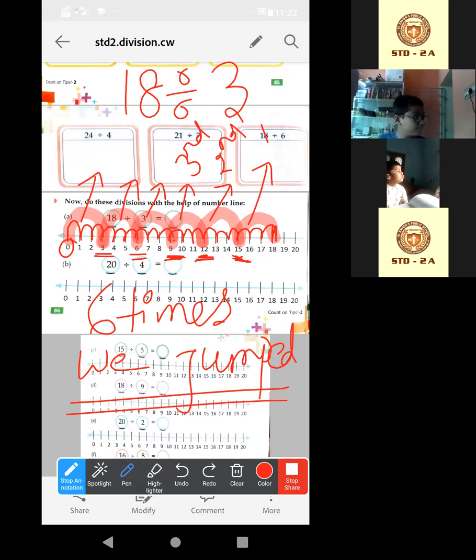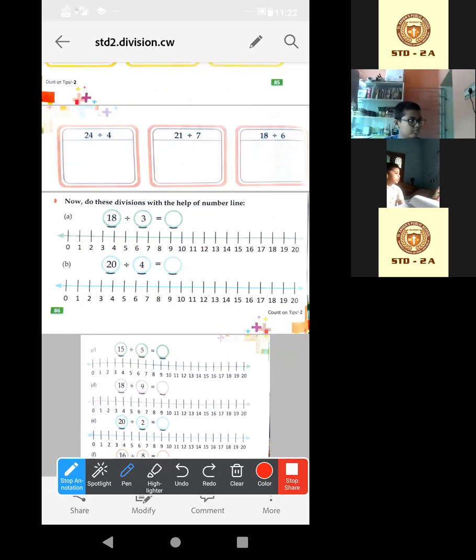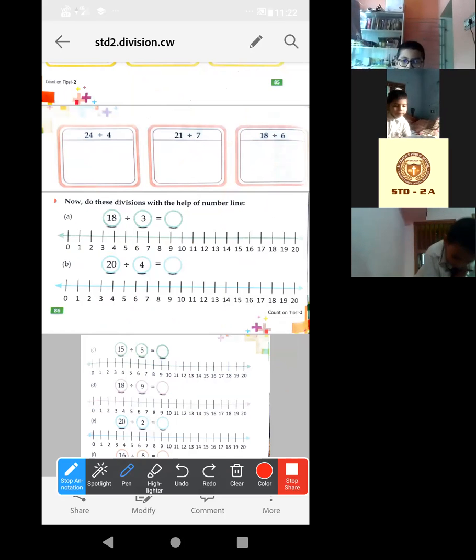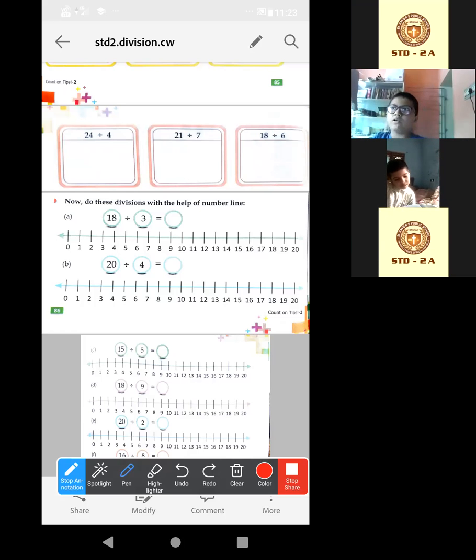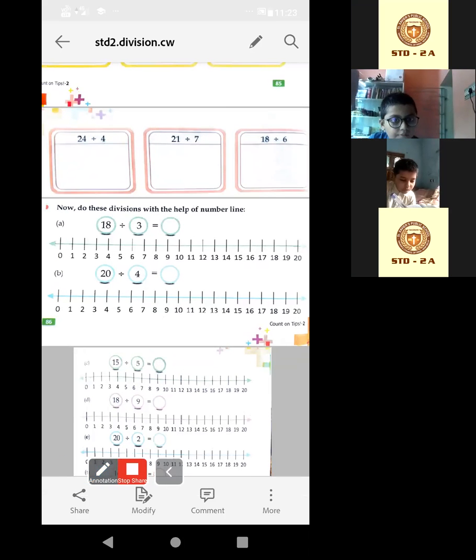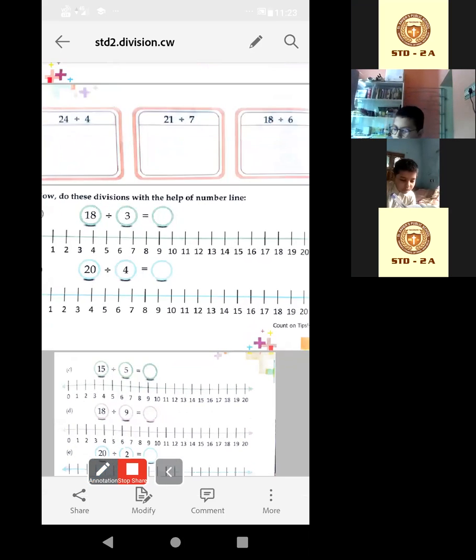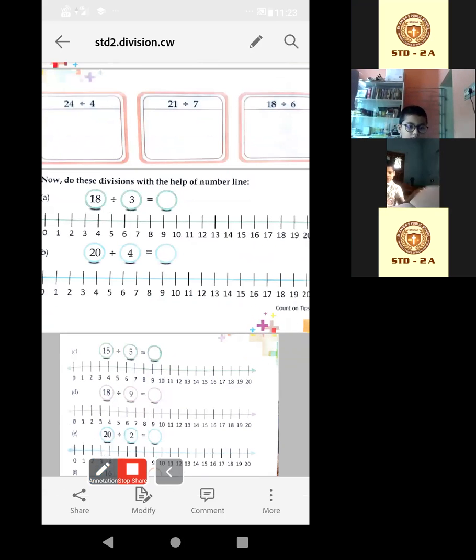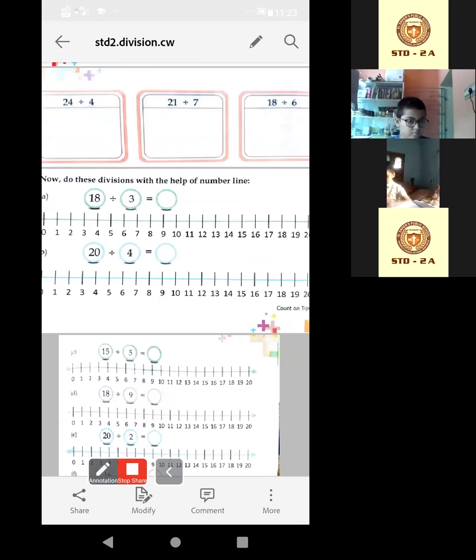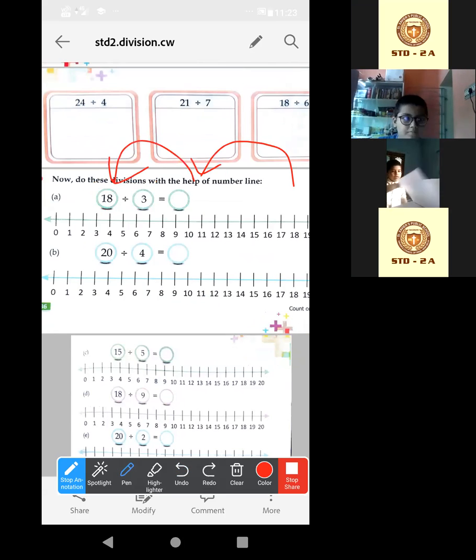Okay, now let me explain it again for the next one. Some students still have doubt. Okay. Now look at this. In your book, by pencil, you have to draw. As it is given, 18 divided by 3. So from 18 we will start and we will jump backward. Okay. In the backward way, to the left side, we will jump.